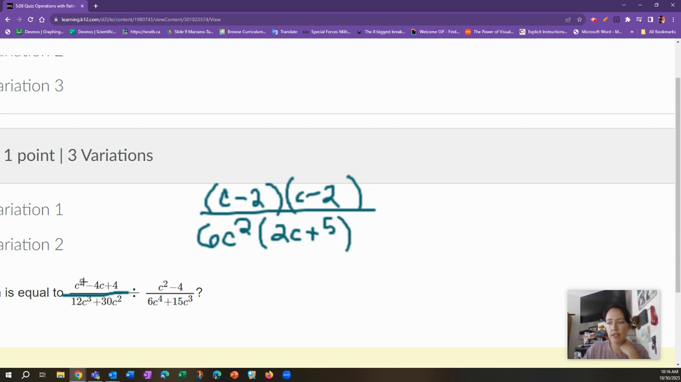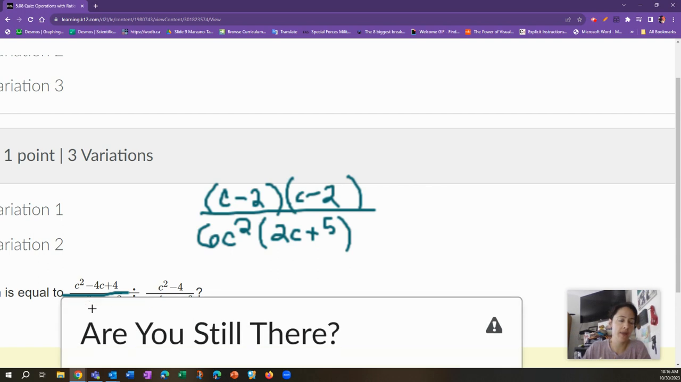Okay, so now I factored the dividend, the thing being divided. So we keep that the same, but it's just in factored form. Change.